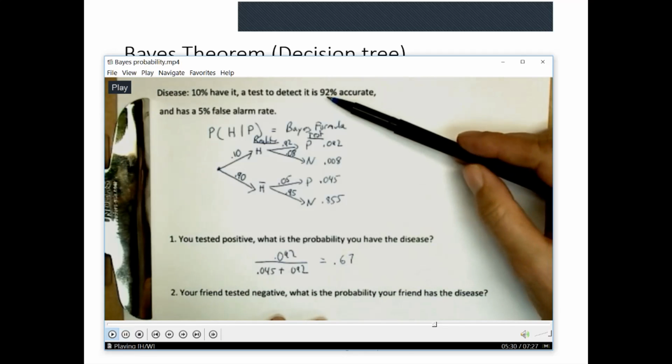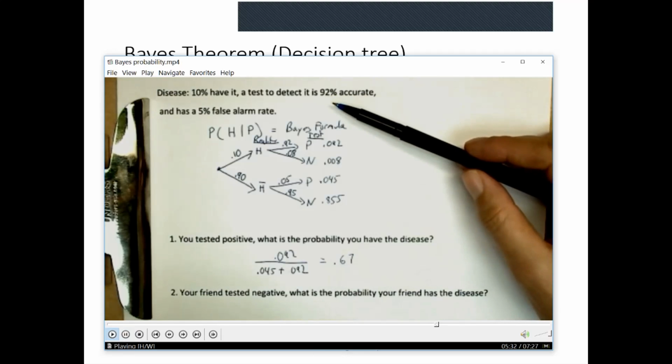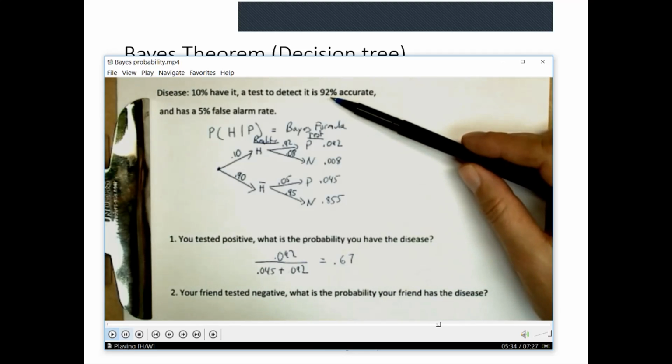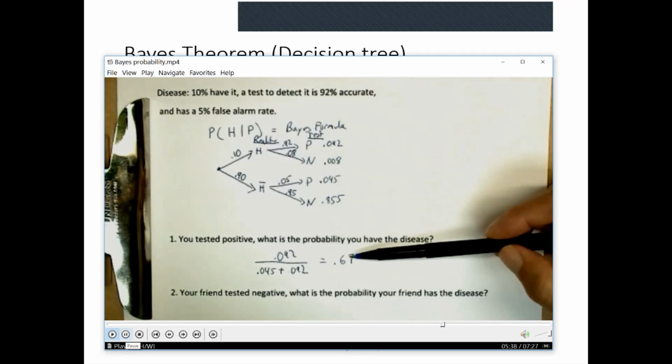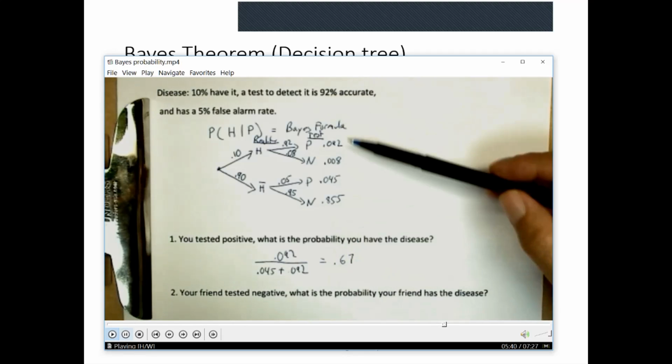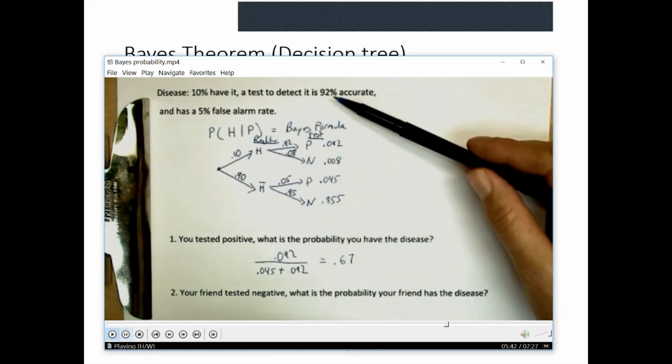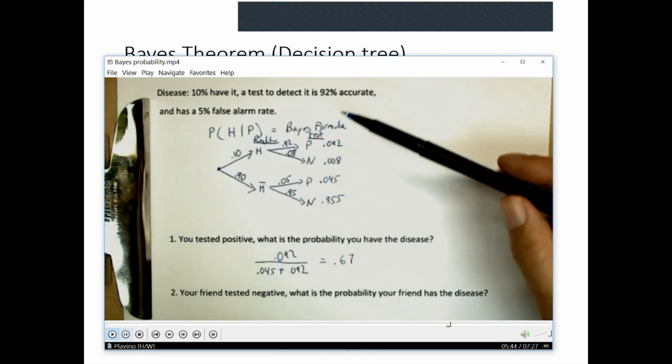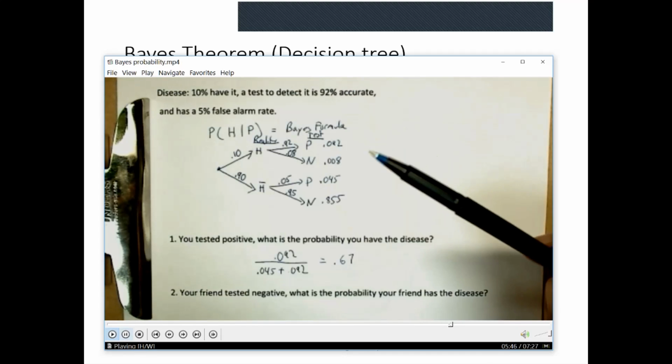So that's a lot worse than we might have thought. Initially, a lot of people will guess that it's 92% that you have the disease, since it's 92% accurate. But it is far lower than that. It's only a 2/3 chance you have the disease, despite a better than 9 out of 10 accurate test. If the original probability was lower, it'd be even worse.